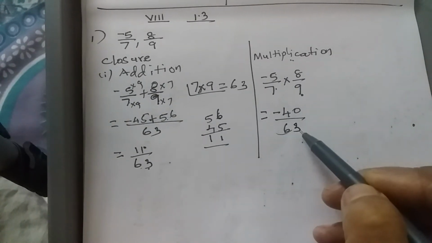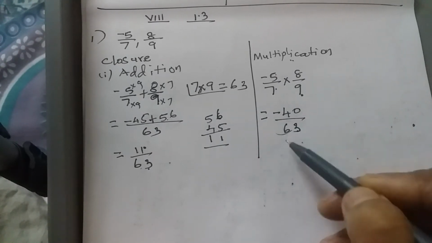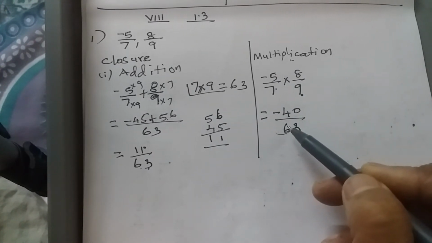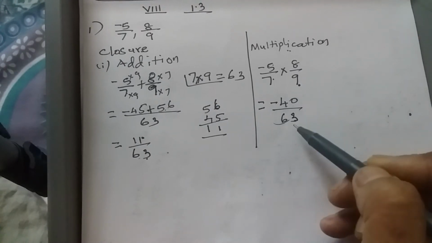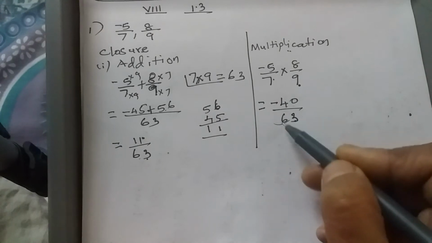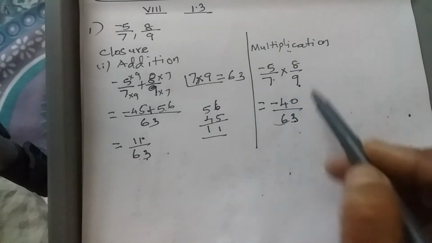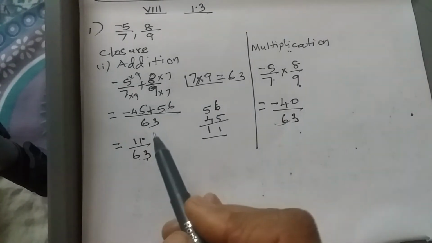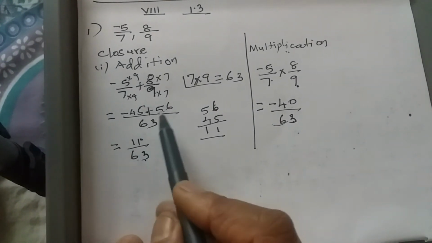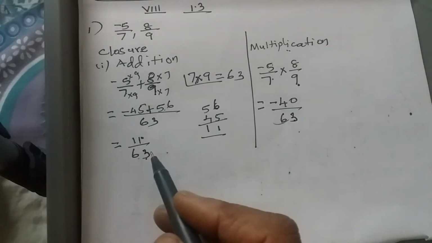Now, is it a rational number? Yes, it is of the form P by Q, and they are integers. You can have negative numbers in rational numbers, because the numerator and denominator are integers. The only thing is, the denominator should not be 0, which it is not. When you multiply two rational numbers, we get a rational number. So, the closure property is true for addition and multiplication.